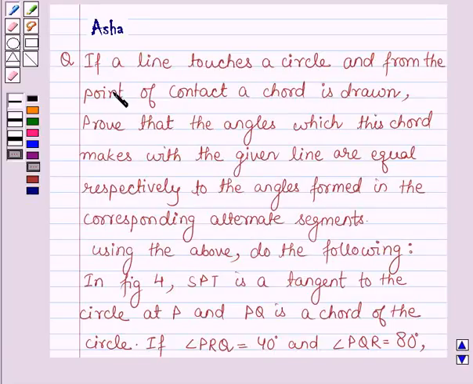The given question says, if a line touches a circle and from the point of contact a chord is drawn, prove that the angles which the chord makes with the given line are equal respectively to the angles formed in the corresponding alternate segments. By using the above, do the following.